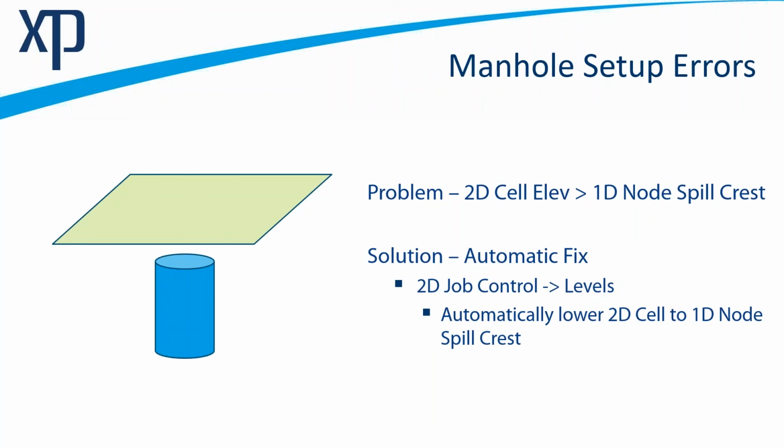There are just a couple of issues that may arise when you're trying to make these connections. For example, I talked about this one where the top of the node is below the elevation of the cell. This generates an error unless you have the levels where it's automatically fixing it. The automatic fix is essentially to lower the elevation of the cell to the top of the node.